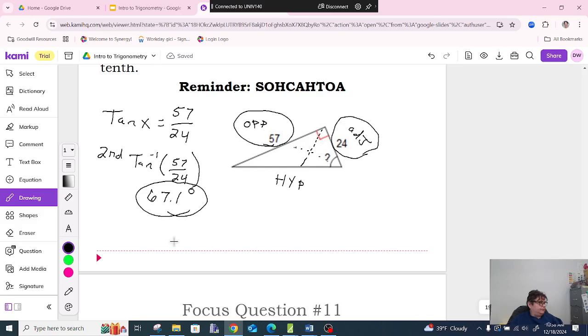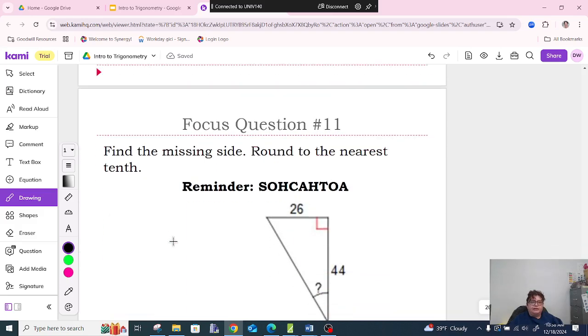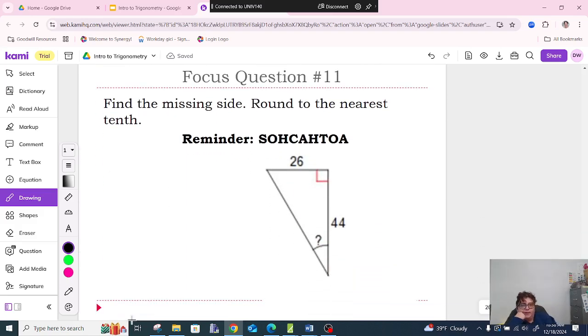This one was wrong. It should have been 67.5. Okay, so I'm going here. I put my finger right here, and this goes. That's opposite.